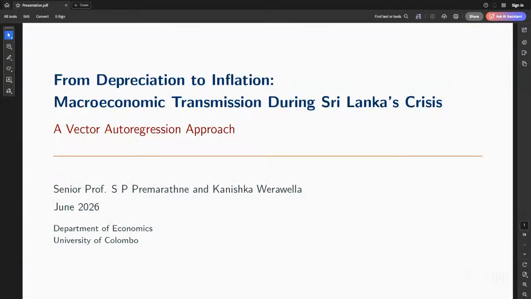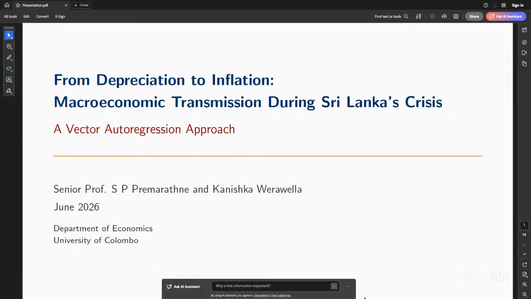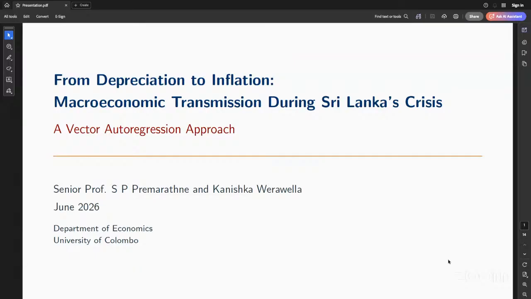Our main objective is to better understand the economic consequences of currency depreciation, explore its effects across different sectors, and discuss practical policy responses which can help Sri Lanka move forward. We are fortunate to have a distinguished panel of experts with us today. Let me briefly introduce our panelists.